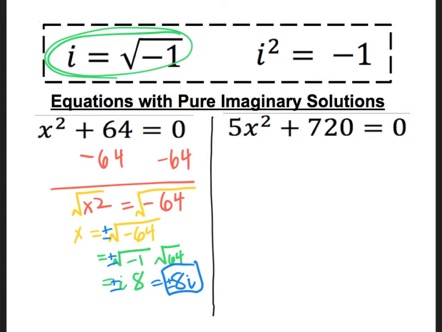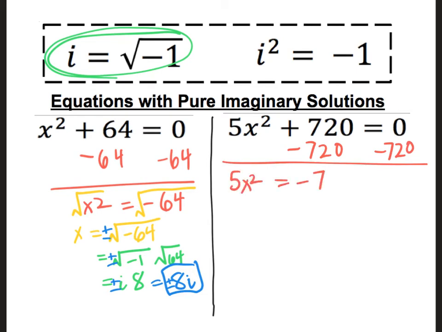All right, for my second one, we're trying to get x squared alone to begin with again. So I'm going to subtract 720 from both sides. When we do that, we get 5x squared equals negative 720. And then we have to get rid of that 5, so we're going to divide both sides by 5. When I do that, I get x squared equals negative 144.